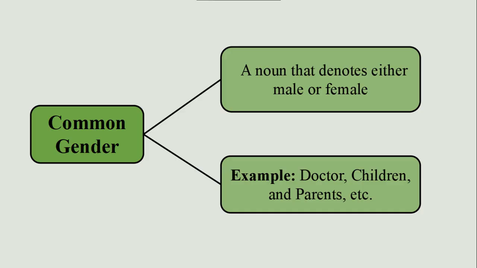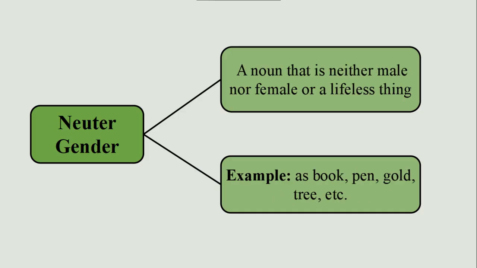Got it, like teacher or artist. Precisely. And finally, neuter gender. This covers nouns that are neither male nor female, usually lifeless things. Book, pen, gold, tree. So those are the main boxes we put nouns into, grammatically speaking. Yes, but here's where it gets interesting.